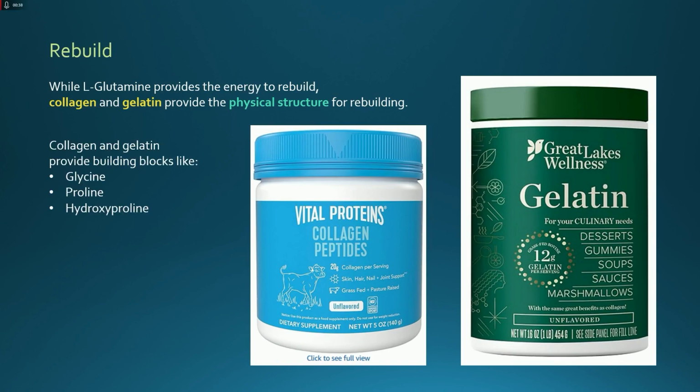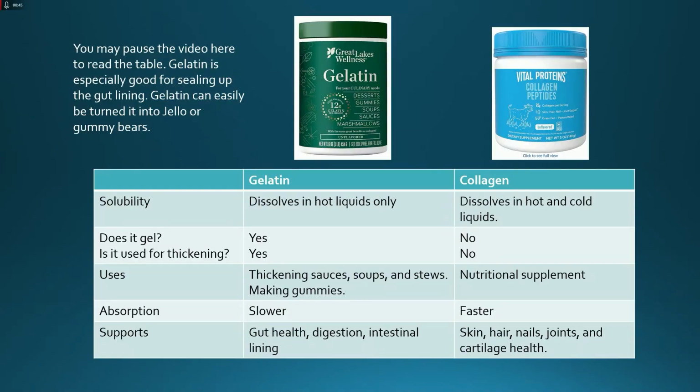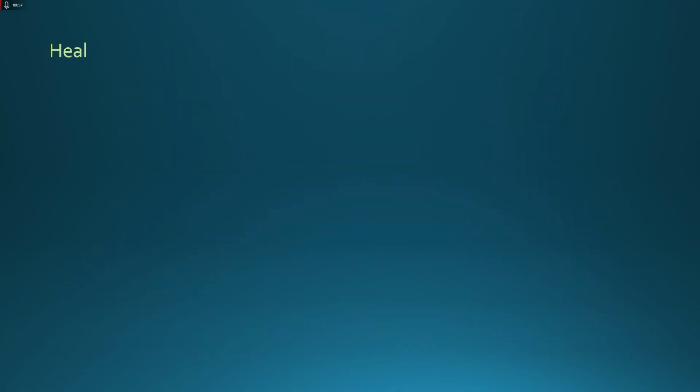Collagen and gelatin provide building blocks like glycine, proline, hydroxyproline. You may pause the video here to read the table. Gelatin is especially good for sealing up the gut lining. Gelatin can easily be turned into jello or gummy bears. Heal.